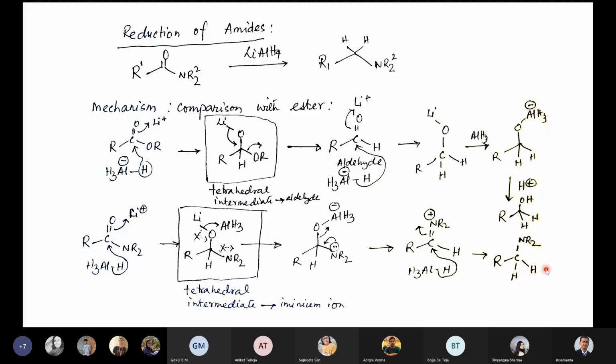It leaves. Okay, so now tell me, are these two mechanisms clear or not? Because this is very crucial. If you understand this, then at a later stage there will be no problem at all. Okay, clear? Yes, sir. Okay.